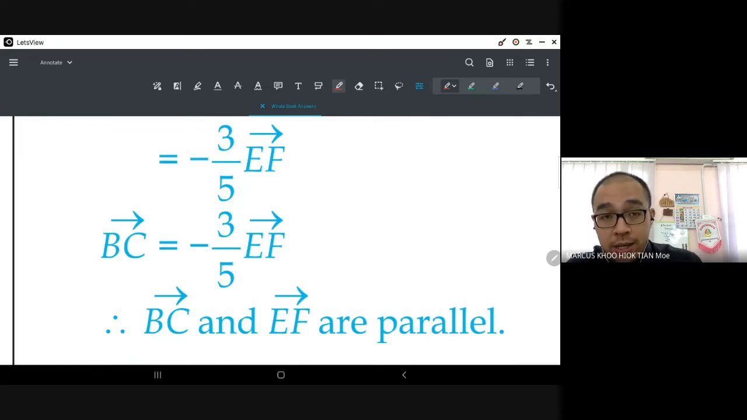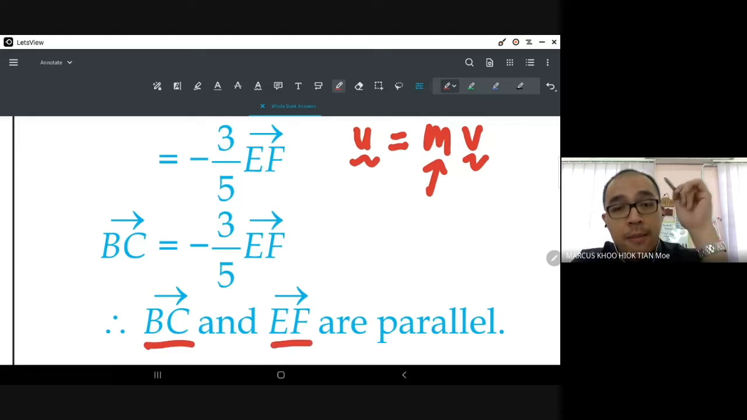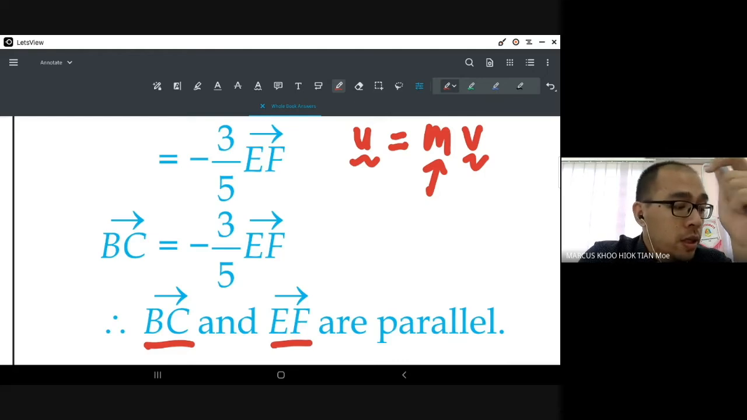Remember what was the syarat just now? The condition is, as long as you can say U equals to V and there is a number inside. As long as you can find a number inside, then you can say that BC and EF are parallel. Okay, there are some certain situations where you cannot get a parallel one, but we're not going to talk about that. We are just going to try to prove that they are parallel vectors. Okay, so give number 1, number 3, number 4 a try.